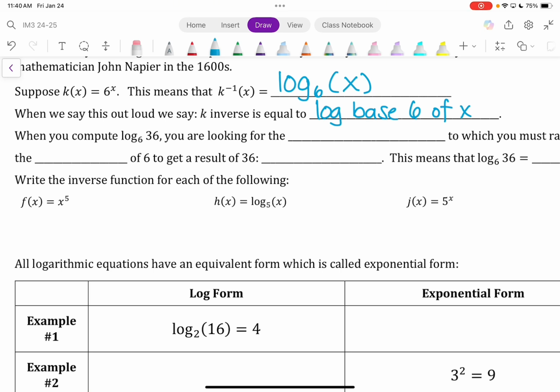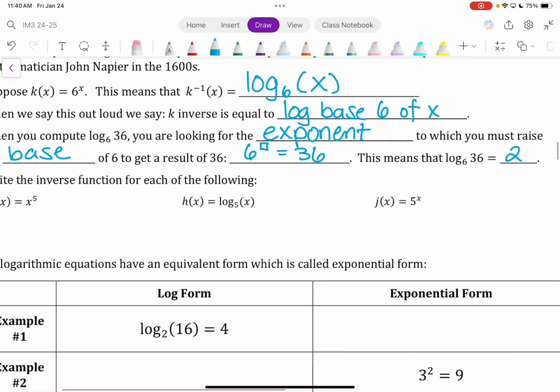Anyway, when you compute log base 6 of 36, you are looking for the exponent to which you must raise the base of 6 to get a result of 36. In other words, we want 6 to what power gives you 36? This means that log base 6 of 36 is equal to 2, because 6 to the second power is what gets you 36. Okay.